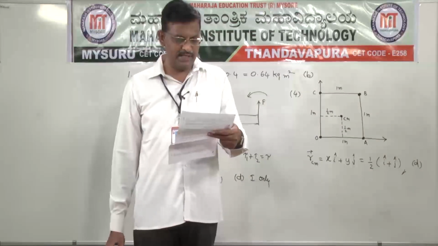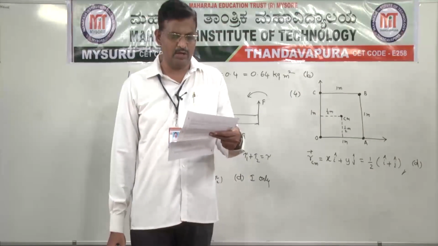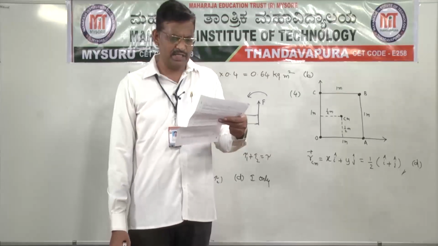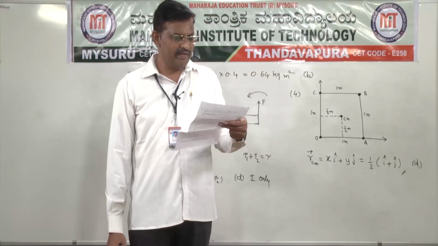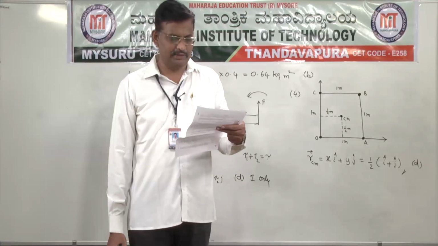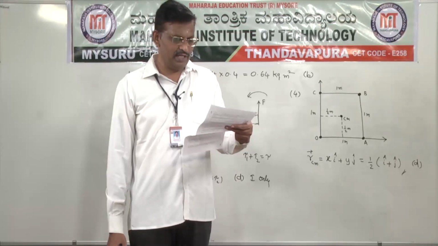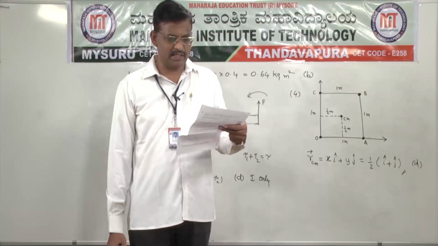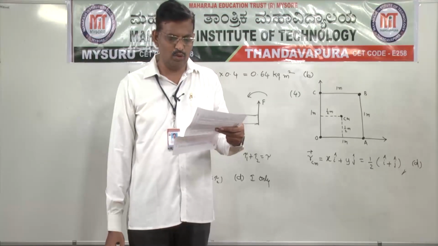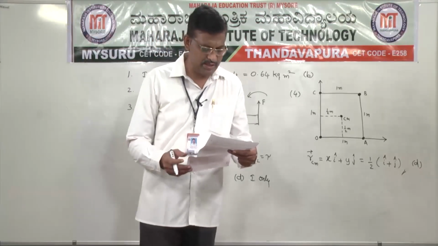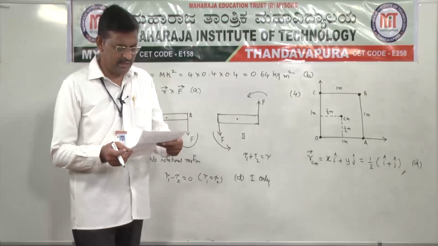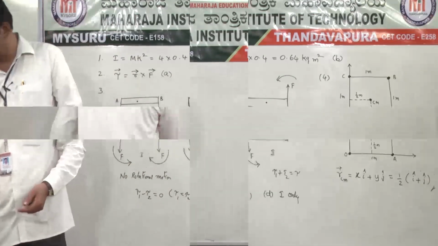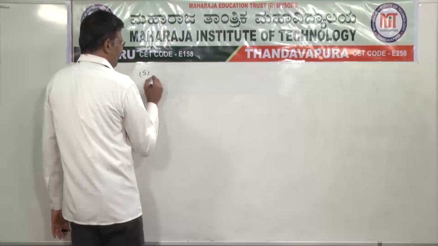3 point masses M1, M2 and M3 are located at the vertices of an equilateral triangle having each side of length capital L. The moment of inertia of the system about an axis along an altitude of the triangle passing through M1 is given by. Solution for the fifth question.